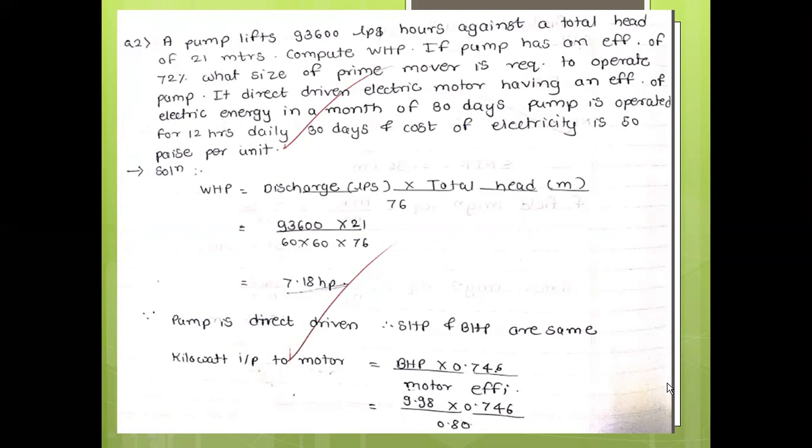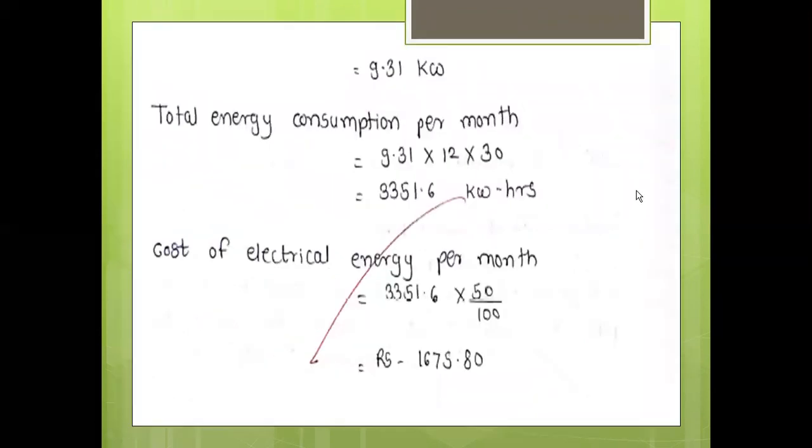Therefore, the kilowatt input given to the motor is 9.31 kilowatt. Now the total energy consumption per month: the motor is driven daily 12 hours and 30 days of the month. So the total energy consumption is 3351.6 kilowatt hours. Now the cost of electrical energy per month. It is given that the electricity cost is 50 paise per kilowatt hour. Hence, the total cost of electrical energy in a month is rupees 1675.80.